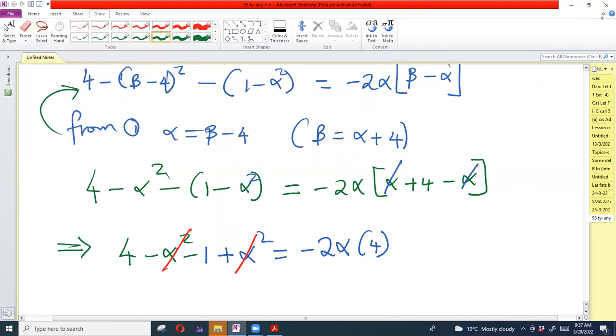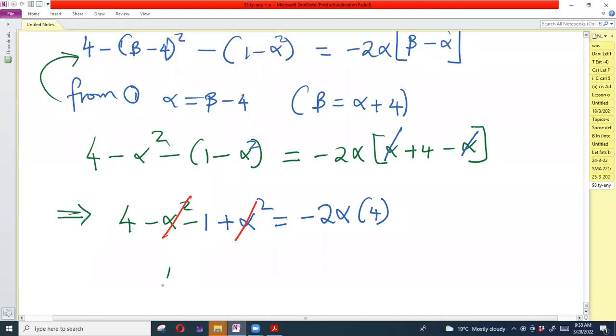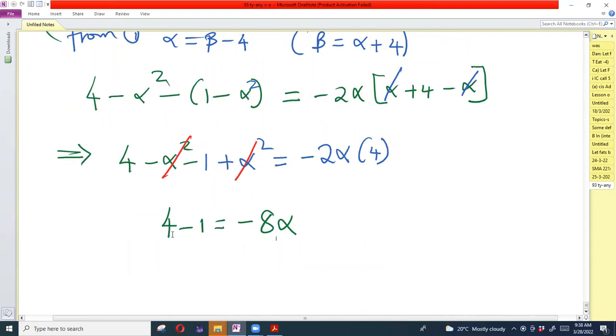So we'll have 4 minus 1 equals minus 8 alpha. So 4 minus 1 is 3. So 3 equals minus 8 alpha. So which means alpha is minus 3 over 8.